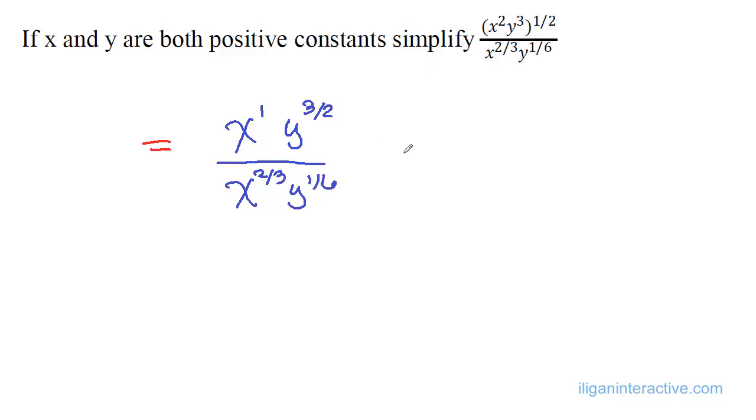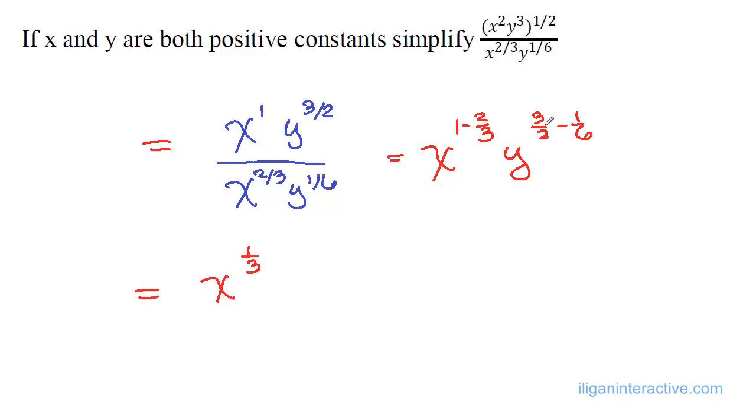Now again, we can simplify by subtracting, right? If you divide the same base with different exponents, you simply subtract the denominator exponent from the numerator exponent. So it will become x to the 1 minus 2/3, and then y to the 3/2 minus 1/6. And okay, so what is 1 minus 2/3? That's 1/3.